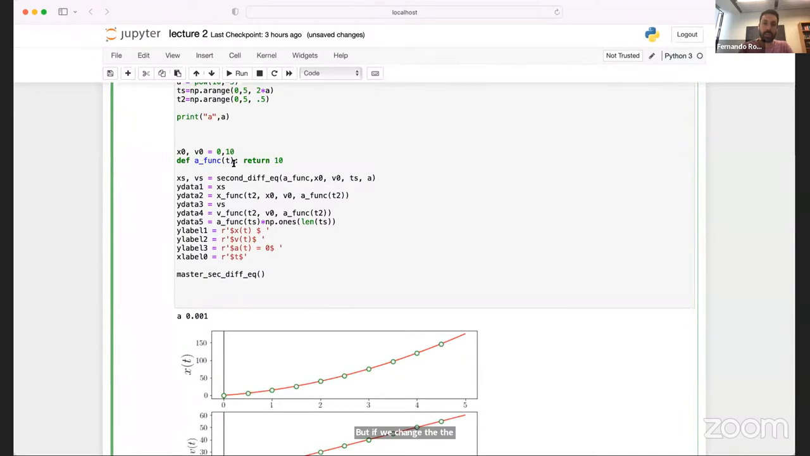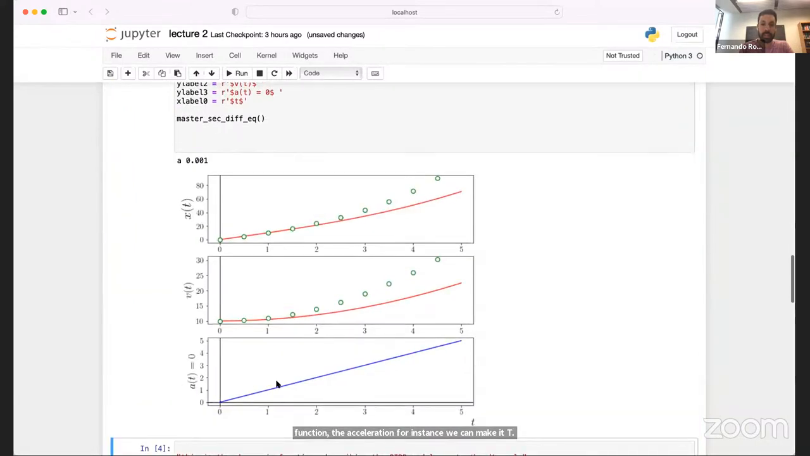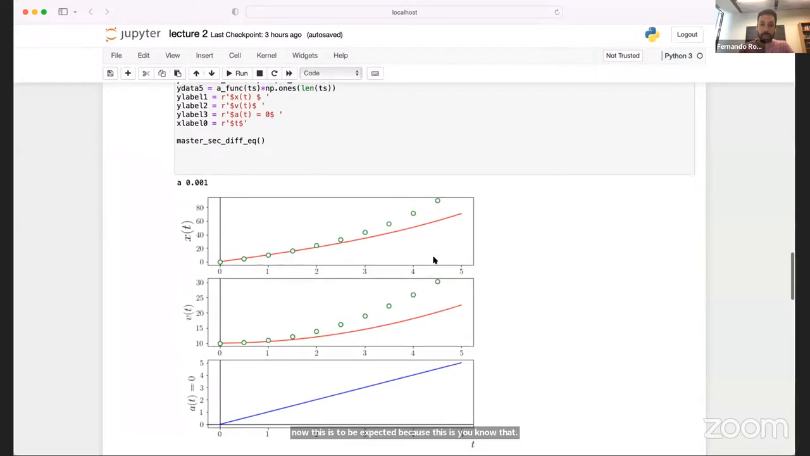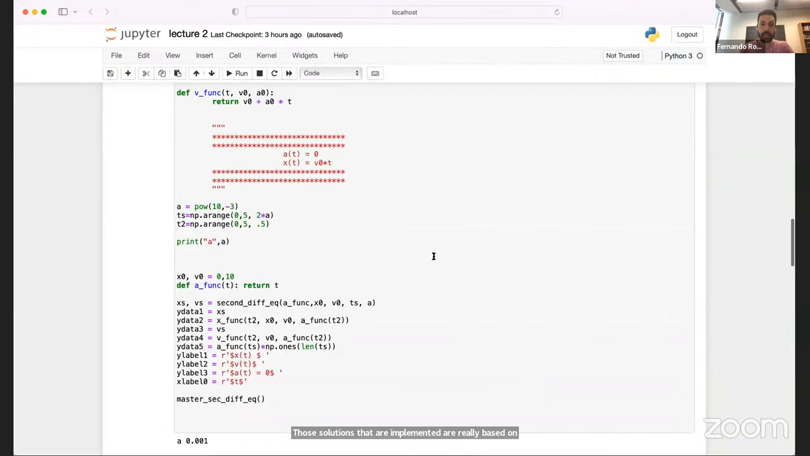the shape of the acceleration function, for instance, we can make it t or t squared or something else, then we'll see that the function will grow like this. The numerical solution is in red, and this does not match what we would expect. This is to be expected, because the solutions that are implemented are really based on a constant acceleration. Okay, so you can play with this snippet of code.